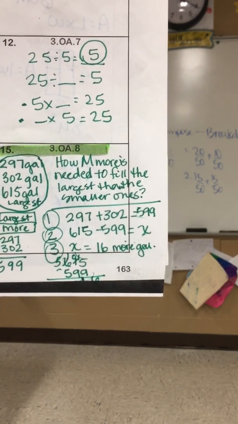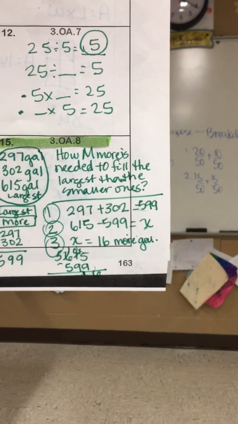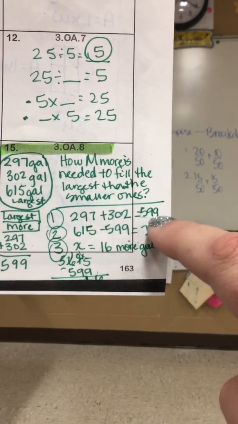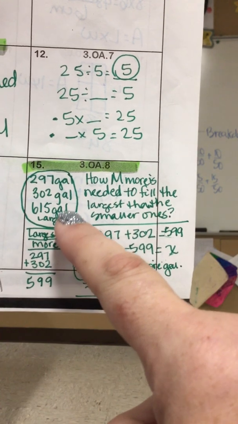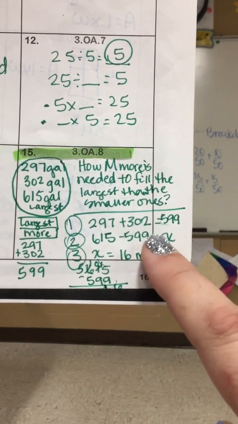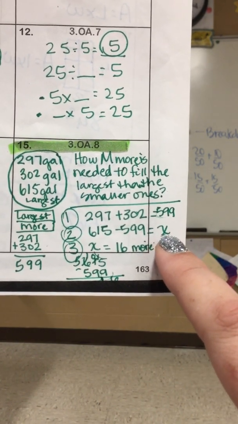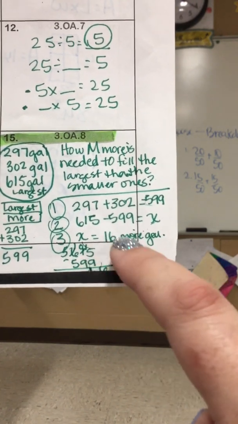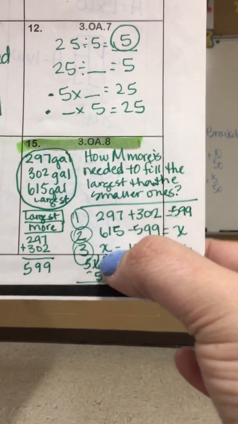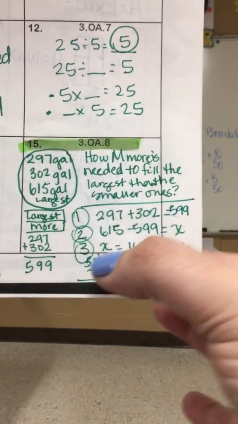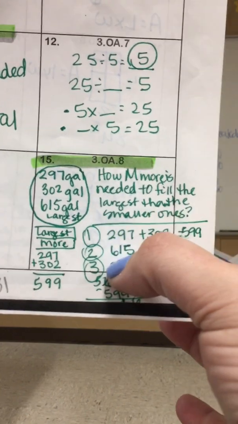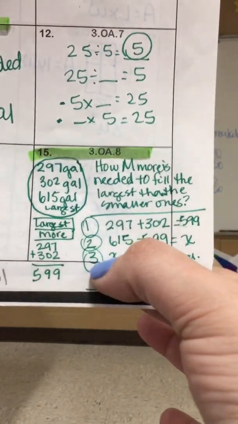Then they would take the largest, which is 615, which was told in the problem, and subtract the 2 smaller ones from it. So 615 minus 599 gives them the value of x, which is the answer to the question. They subtract and get x equals 16. The question asks them to write 2 equations and then solve for x. That's a big thing, following the steps to write the 2 equations, which are written from left to right, and then solving for x.